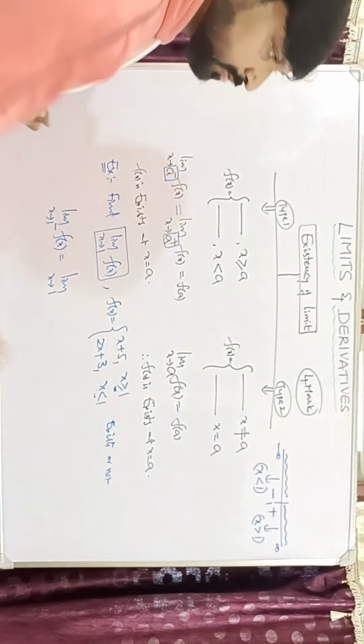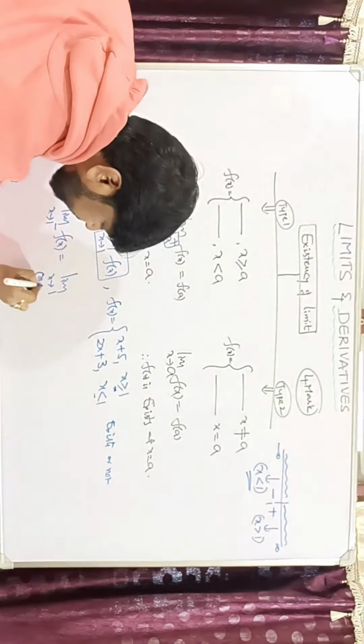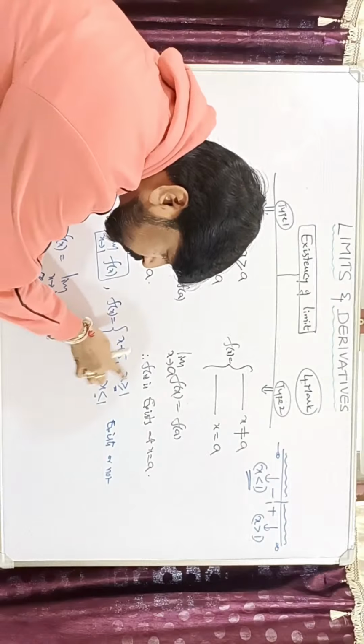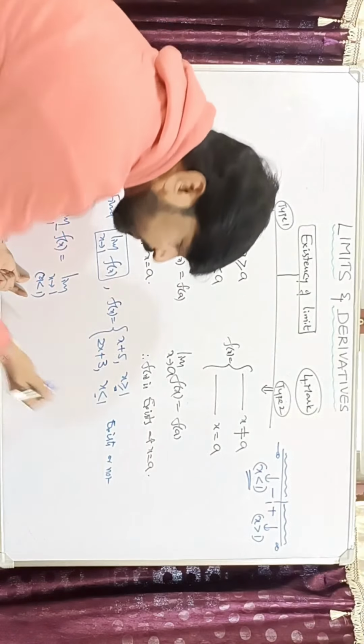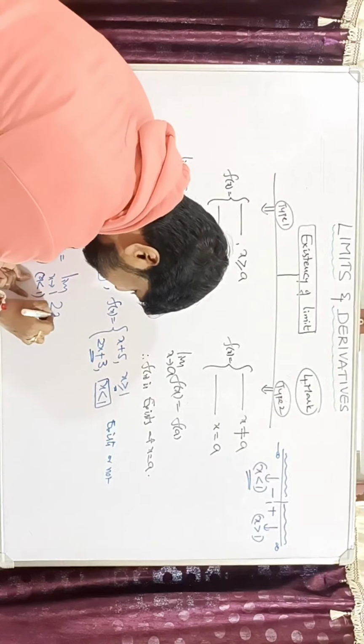1 minus, what is the 1 minus? 1 minus means x less than 1. Whenever x is less than 1, from these two, which case are you going to consider? x less than 1, this part only, right? You are going to consider 2x plus 3.